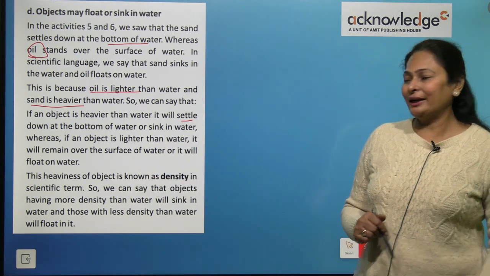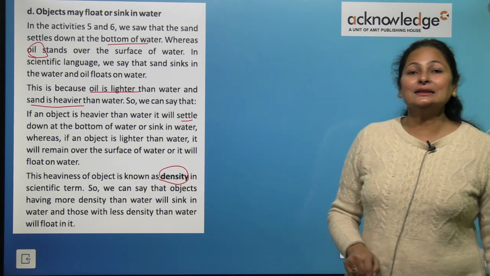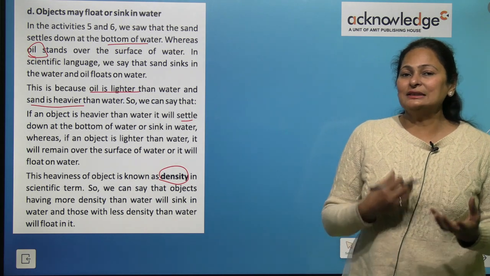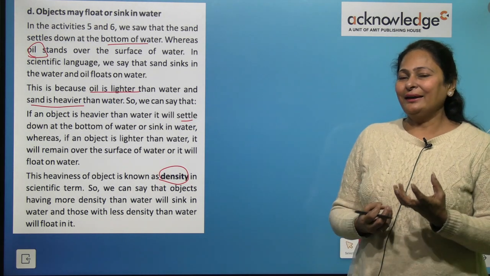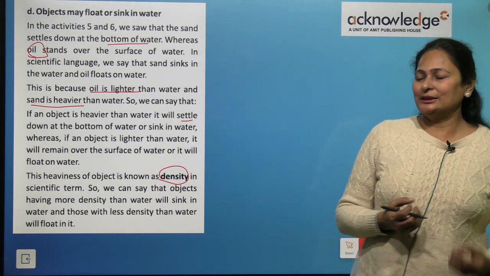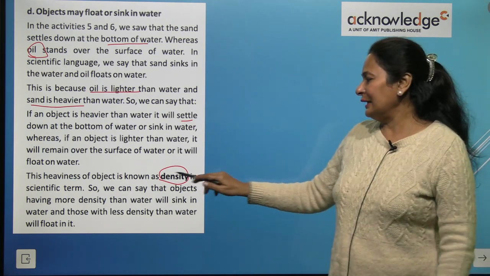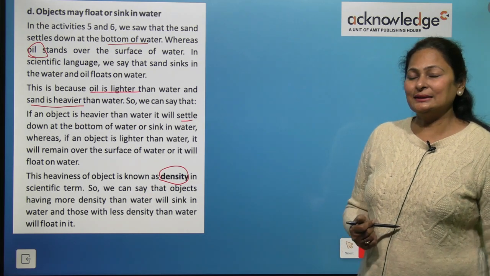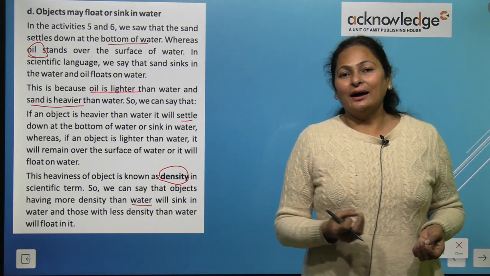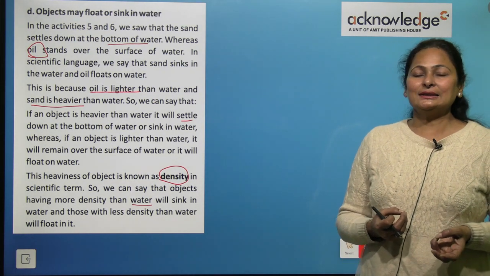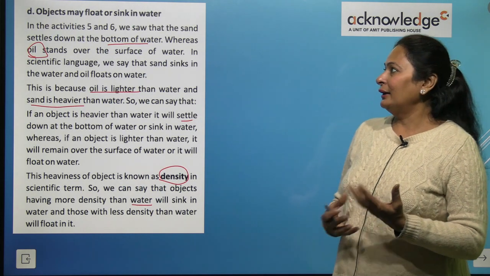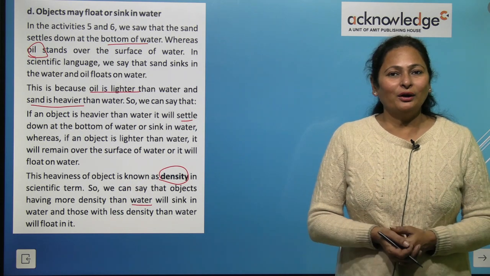The heaviness of an object is also known as density in scientific terms. The more the object is heavy, we say the object is dense, and the less it is, the lighter in weight, it has less density. So heaviness is known as density. We can say that an object having more density will sink in the water, and the objects that have less density will float in the water. So have you understood this? What is density and why things float on water and sink in water, right?